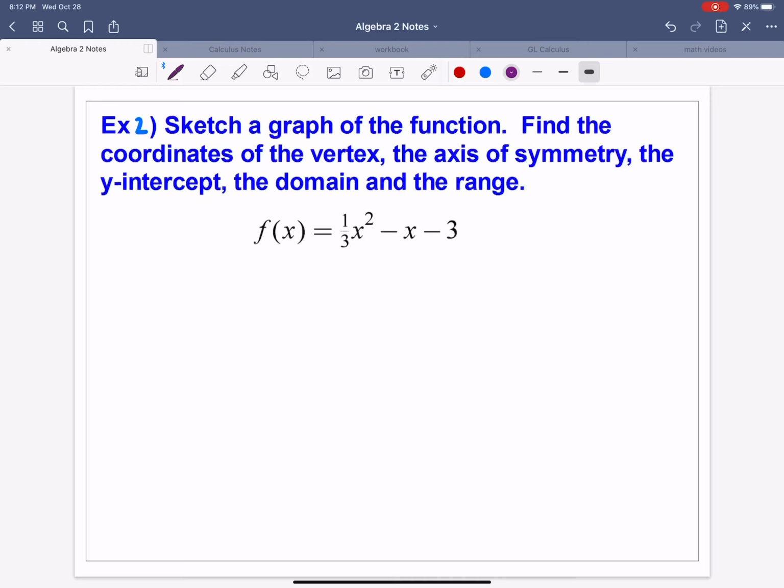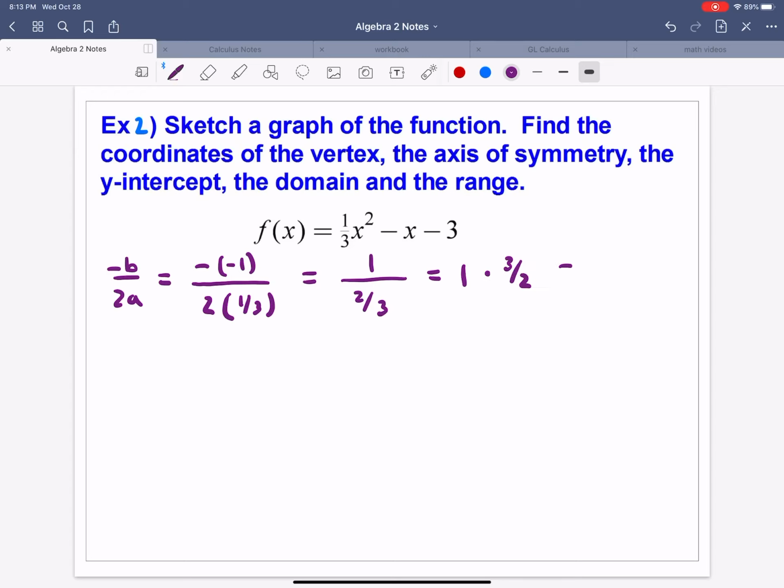We're going to take this function and find our negative b over 2a value. So negative b over 2a, we've got negative 1 in the numerator, all over 2 times 1/3. When we simplify that, we get positive 1 on the top, all over 2/3 in the denominator. Now you have to remember that when you divide by a fraction, that's the same as multiplying by the reciprocal. So this ends up being 3/2.